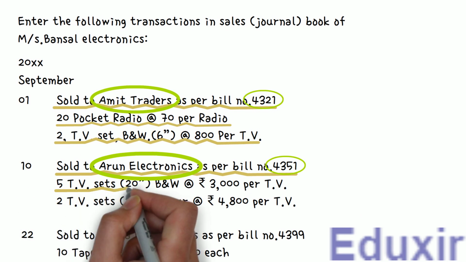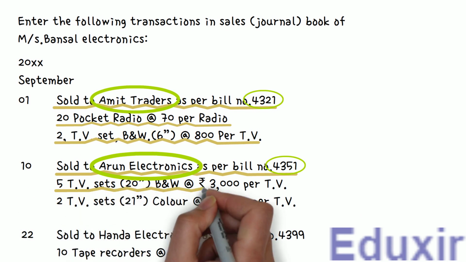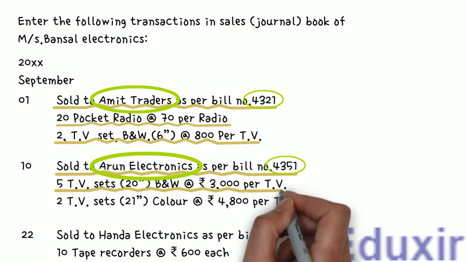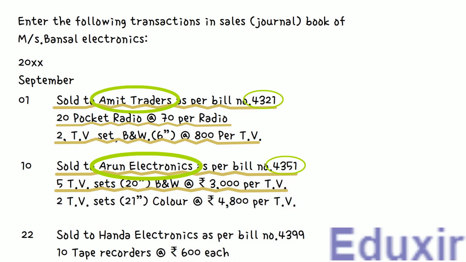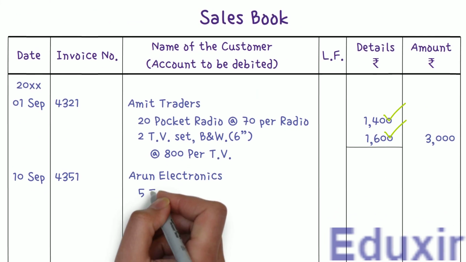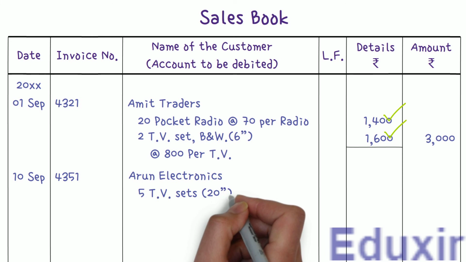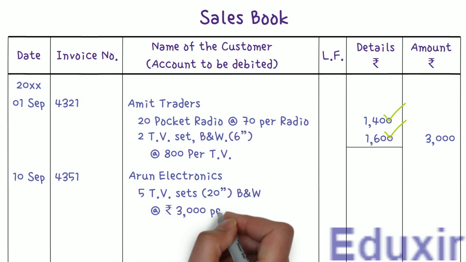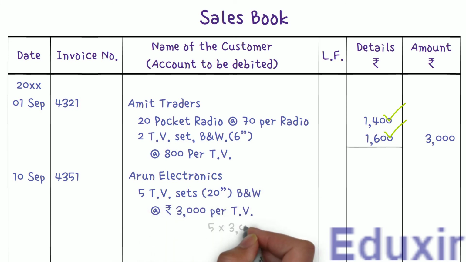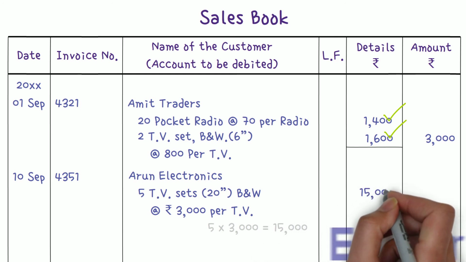In this transaction, the business has sold 5 20-inch black and white TVs at the rate of 3000 per TV. Let us now generalize this transaction. Let us first record the sales details as 5 TV sets 20 inches black and white at the rate of 3000 rupees per TV. 5 3000s are 15,000. Let us write these 15,000 in the details column.